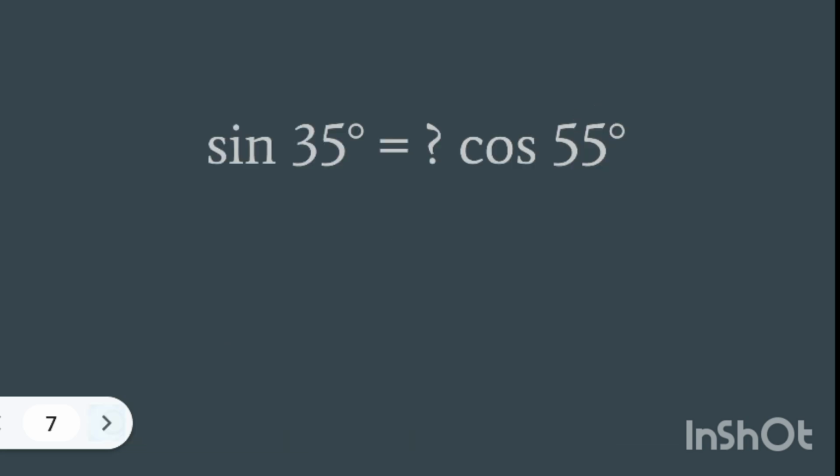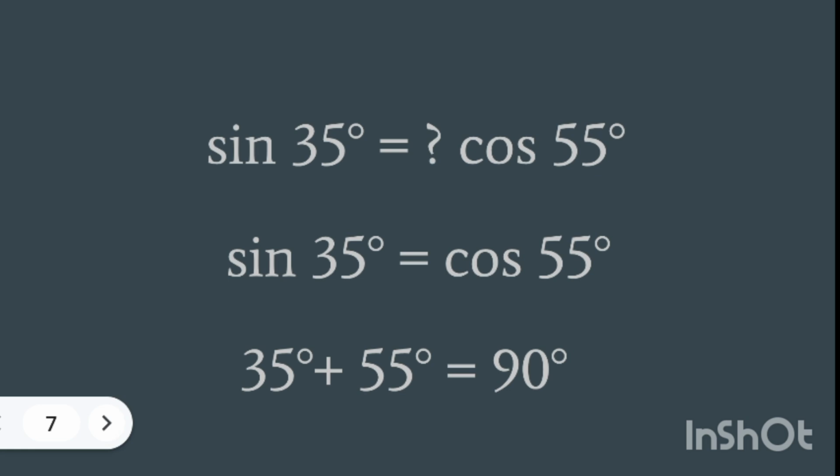Let's test this identity. Sin 35 degrees equals cos 55 degrees. 35 plus 55 degrees equals 90. That means the two angles are complementary. Therefore, sin 35 degrees equals cos 55 degrees.